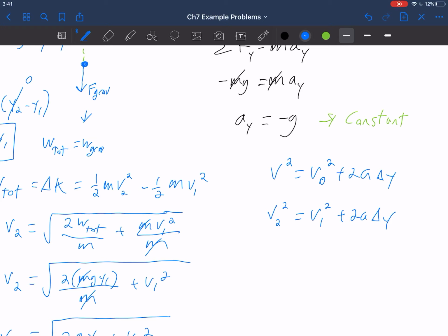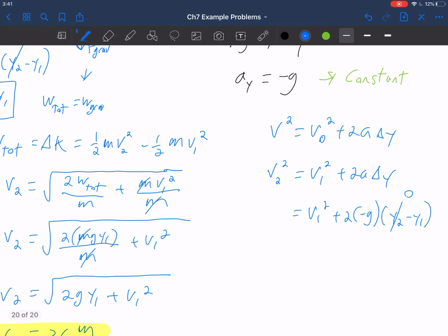And now we can go ahead and plug in. Right, this is equal to v1 squared plus 2. We know the acceleration is equal to minus g. We already found that. And delta y is just equal to y2 minus y1. We know that y2 is just equal to 0 because we define the origin to be the ground, which is the final height of the ball. And so this will simplify to become v1 squared plus 2gy1.